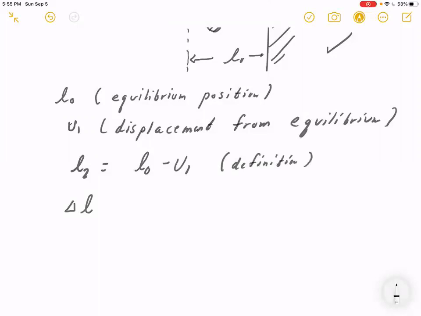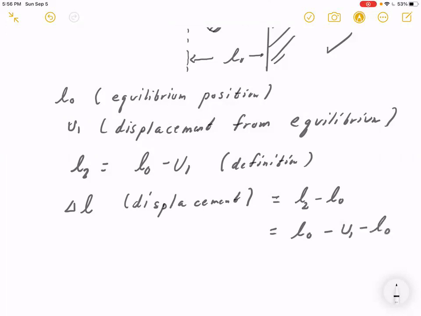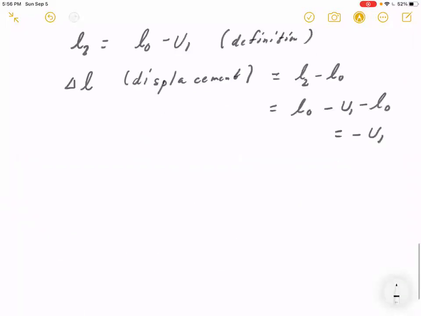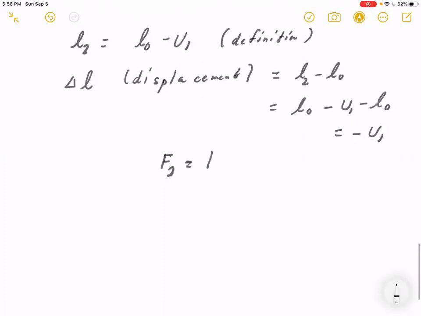So what's the displacement, delta L, of this mass from its equilibrium position? Well, it's just L sub 2 minus L naught, and that's L naught minus U sub 1 minus L naught, and that's minus U sub 1. So F sub 2, according to Hooke's law, is K times minus U sub 1.